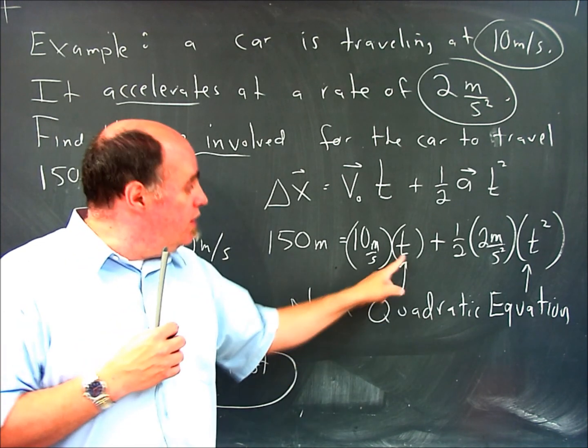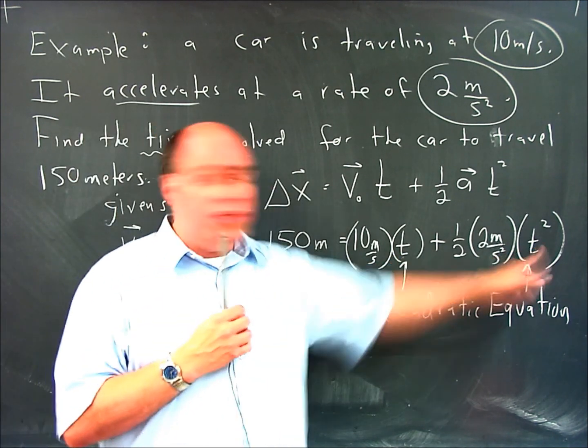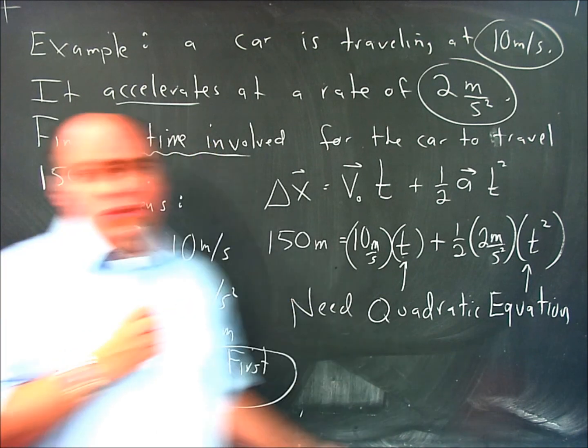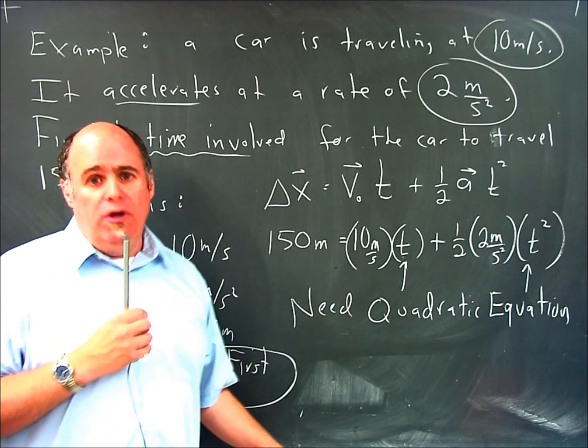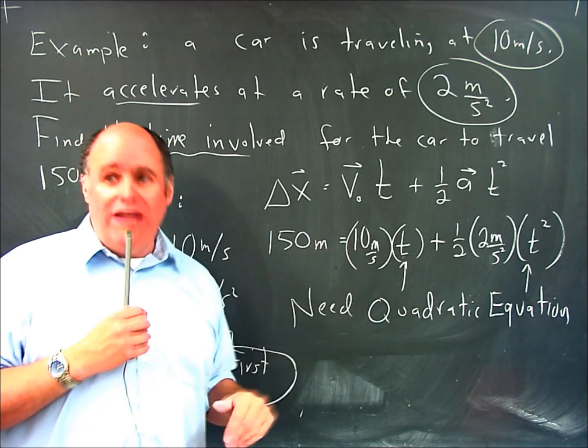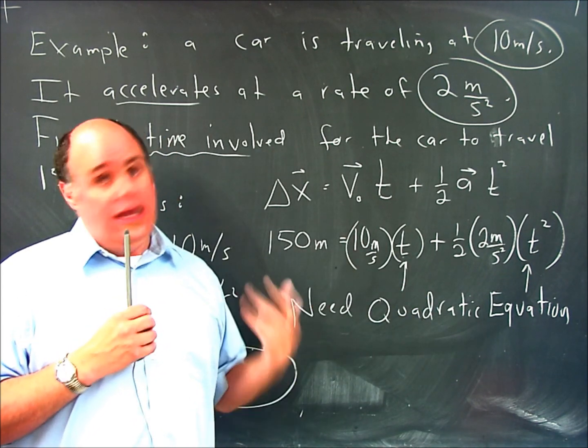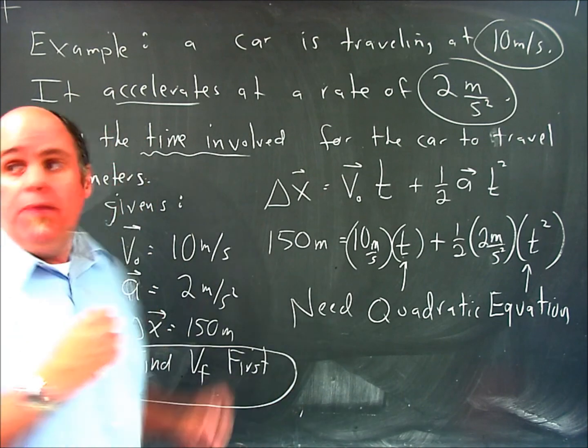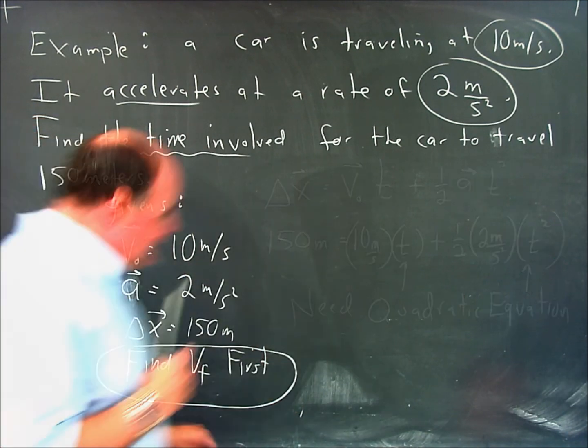You'll get two different answers for t because the quadratic equation will give you two answers. Most likely one of those answers will be a negative time, which doesn't exist. So if you got two answers out of this, throw away the negative time and keep the positive time, and that'll be the answer. But I'm going to work around it.